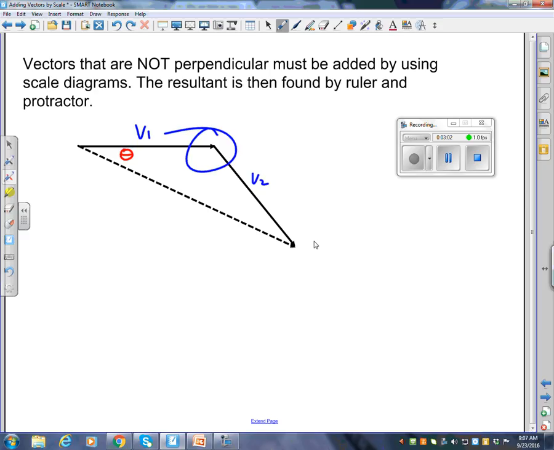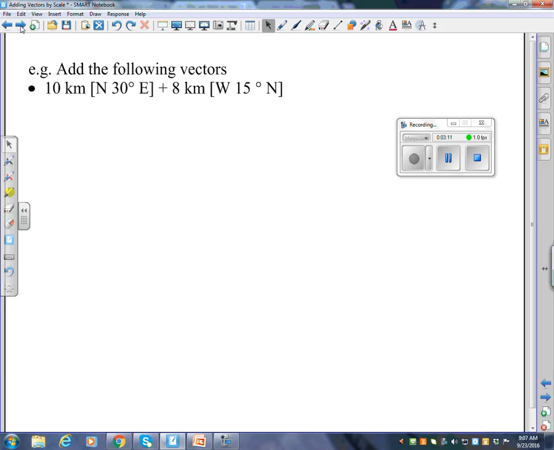All right, so I think you have an example coming next. What do you have? I see people writing here. Let's add the following vectors. Okay, so we got 10 kilometers, north 30 east, plus 8 kilometers at west 15 north. I'm going to sit down and I'm going to get my ruler and protractor out. You should too.